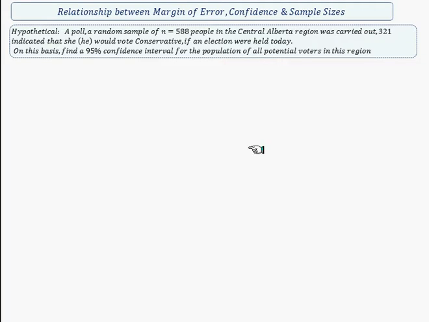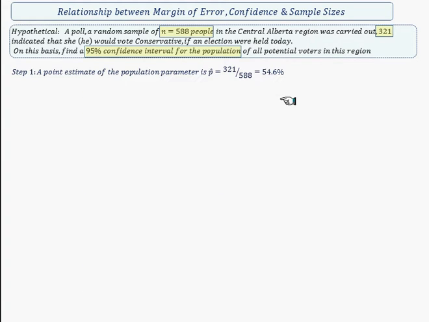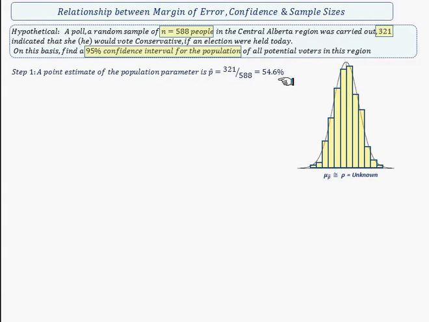To illustrate the theory, we're going to consider the case of a poll, a random sample of 588 people in central Alberta, and 321 people indicated that he or she would vote Conservative if an election were held today. Find a 95% confidence interval estimate of the proportion for the population. A point estimate of that parameter is p hat = 321/588, or 54.6%.